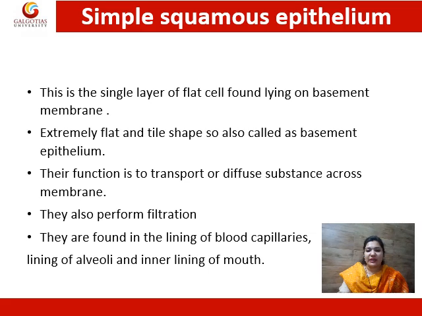This is the single layer of flat cells found lying on the basement membrane. They are extremely flat and their shape is tile-like. That's why they are also called the basement epithelium. Their function is to transport or diffuse substances across the membrane. They are responsible for transporting nutrients from one membrane to another. They also perform filtration. They are found in the lining of blood capillaries, lining of alveoli, and the inner lining of the mouth.